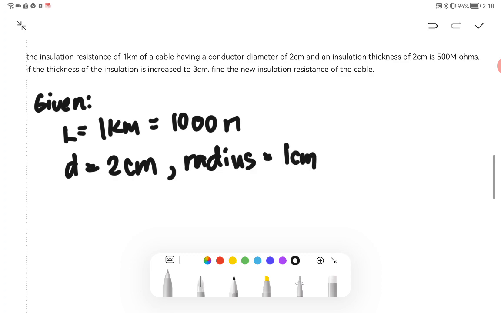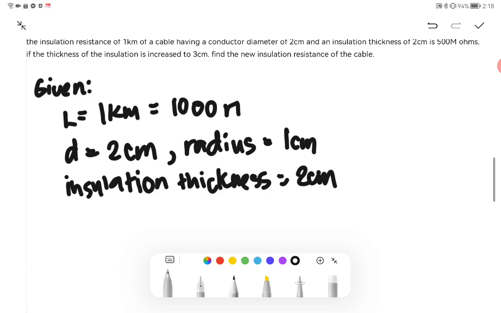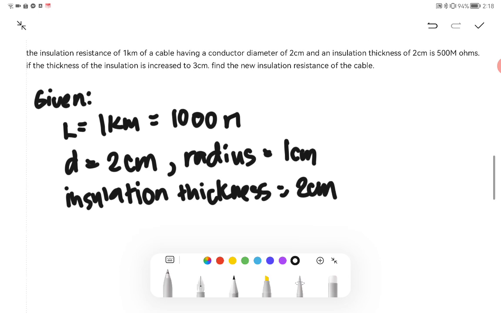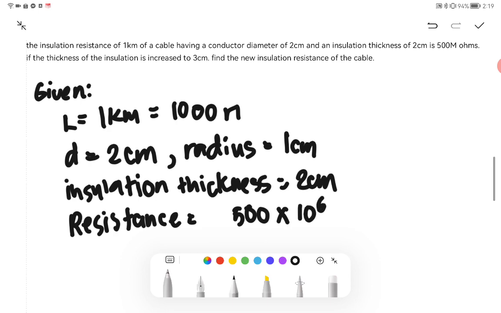Also, we are given the insulation thickness of 2 centimeters. We are also given the resistance, which is equivalent to 500 mega ohms. If we say mega, it is raised to 6.